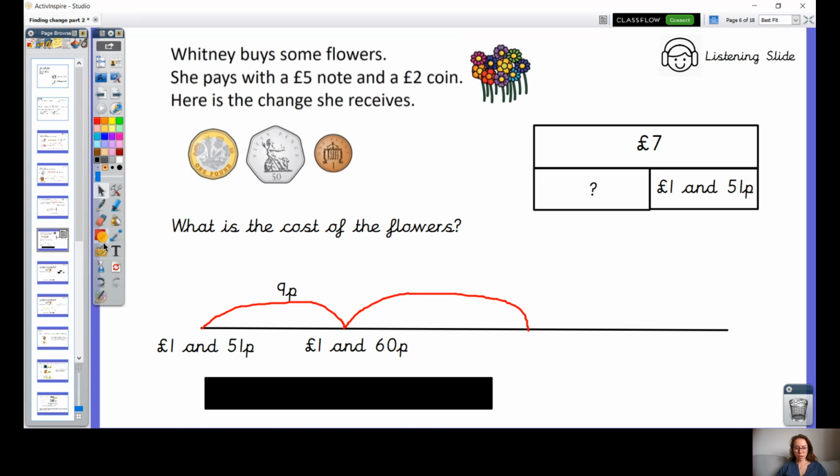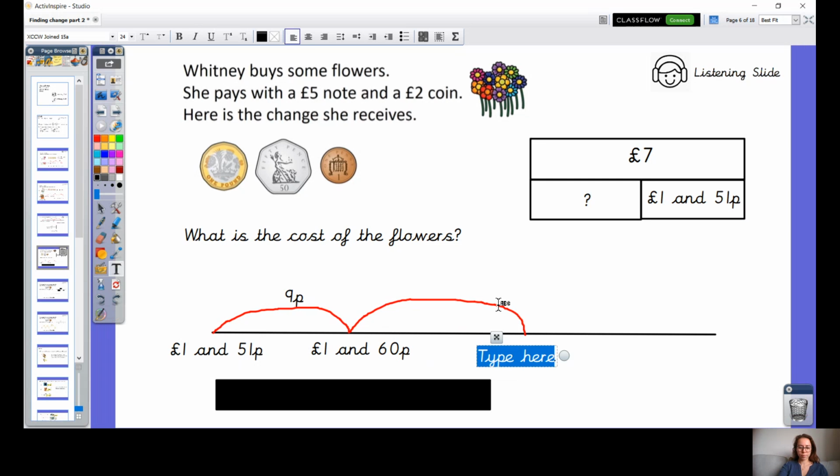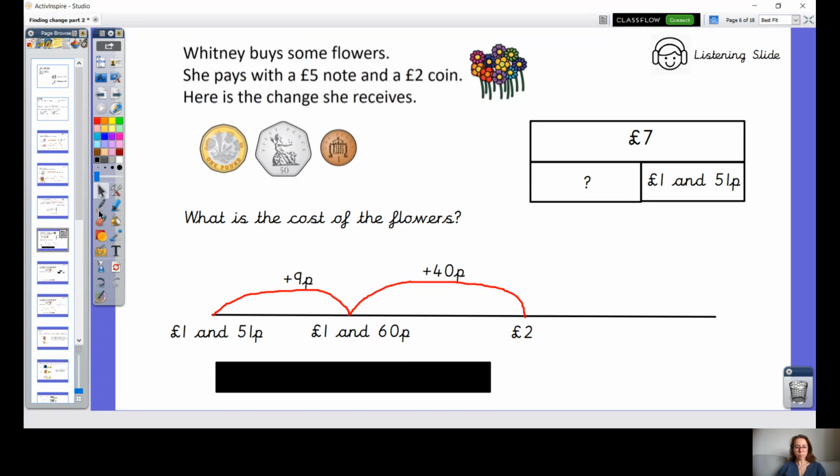Okay, 60 and what make 100, which is £1? Yeah, 60 and 40 makes £1. I'm just going to pop the add sign there. Yeah, so 60 and 40 make the £1. So now I've got £1 there.